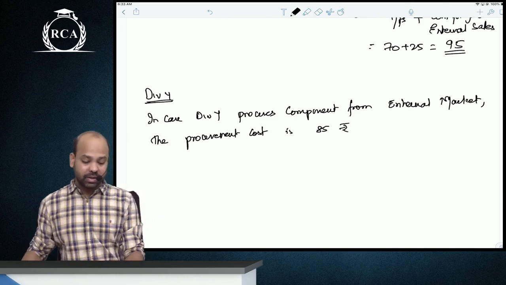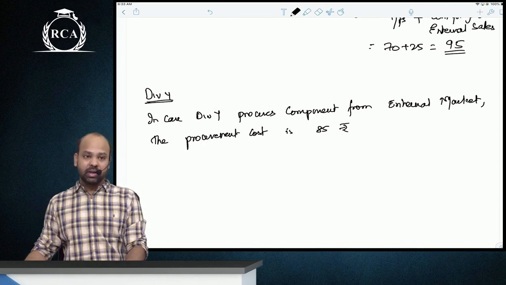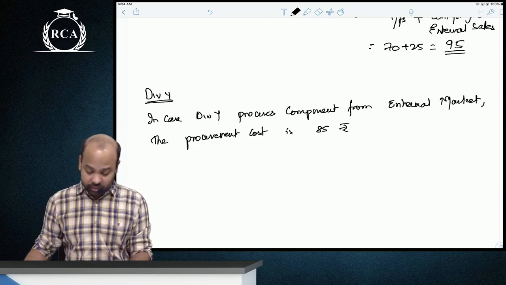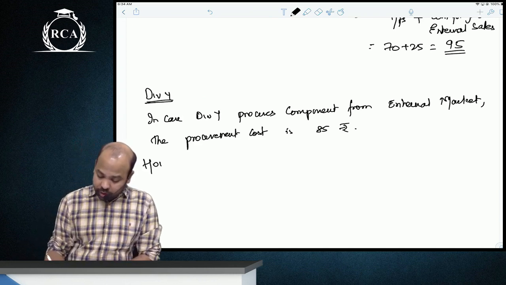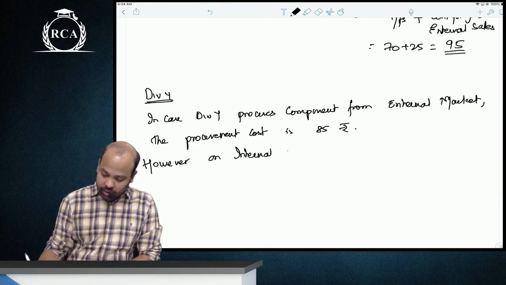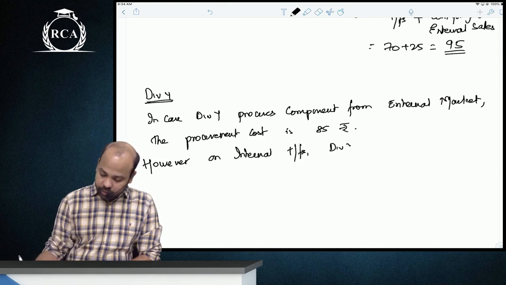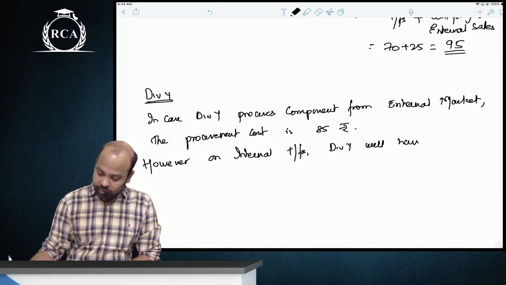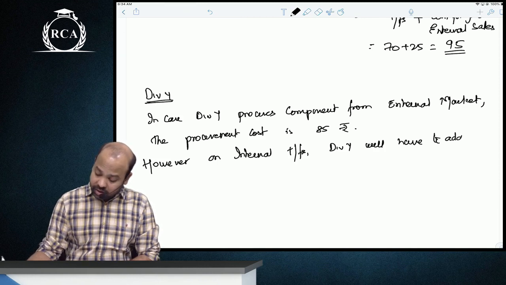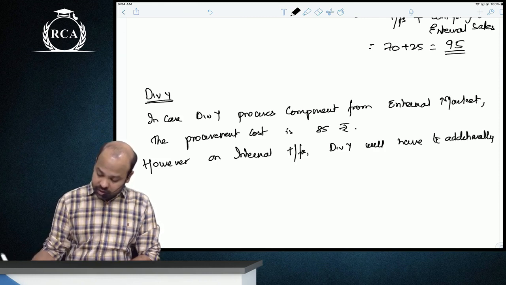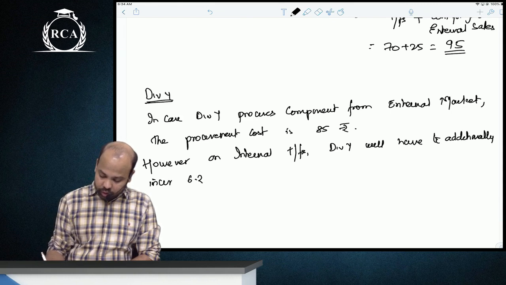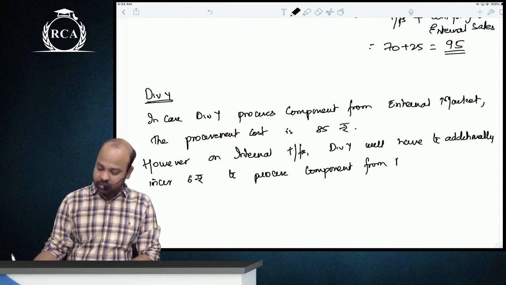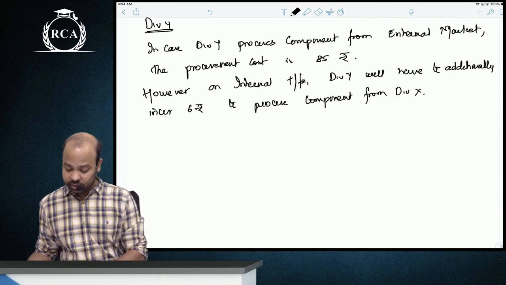In the question, look, in the bracket it is given external supplier, and above it is anyways given that someone is willing to supply to him at a stated price of 85 rupees. This will not be your maximum transfer price straight away. However, on internal transfers, division Y will have to additionally incur 6 rupees to procure components from division X. If they are procuring from division X, they will have to additionally incur 6 rupees.